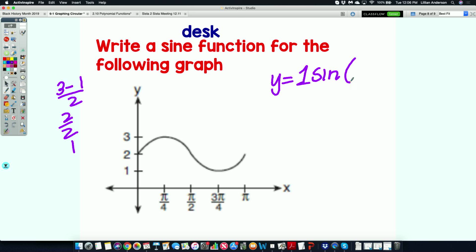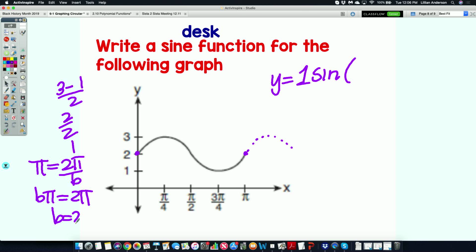Now let's find our B. What was the period? Pi. It started here and it ended here. It would have continued to keep going at this point. So yes, pi was my period. What did you do with pi? When you cross multiplied and solved, you got that B equals 2. Very good. So this would have been a 2x.